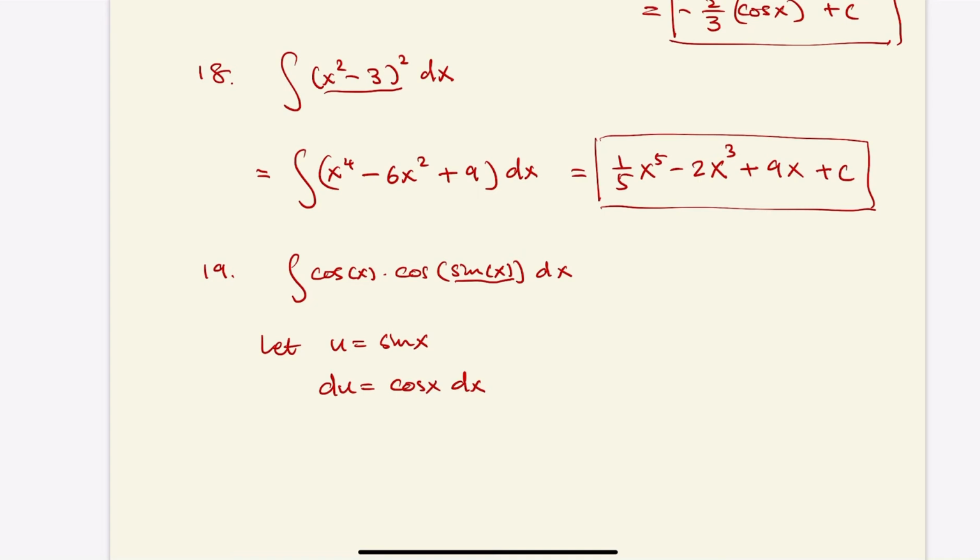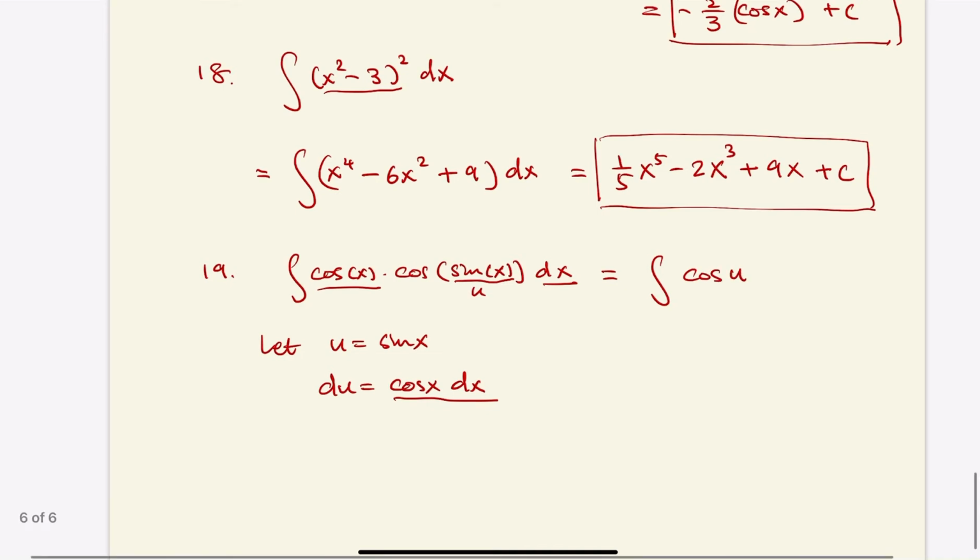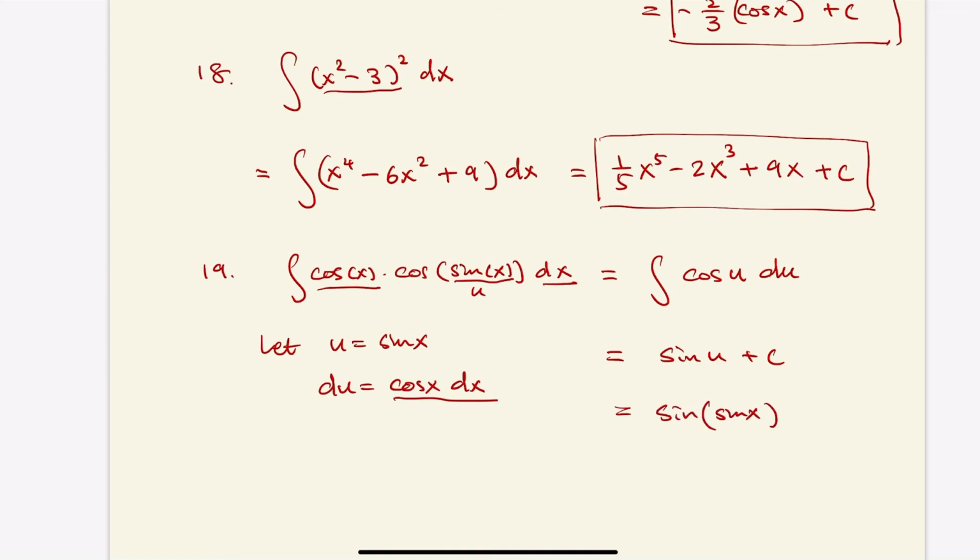So the equation becomes the integral of, cosine x dx is du. So this one is du. So cosine u, this is u, cosine u du. Now the integral of cosine is sine, so sine u plus c, and u was sine x, so sine of sine x plus c. So that's the final answer.